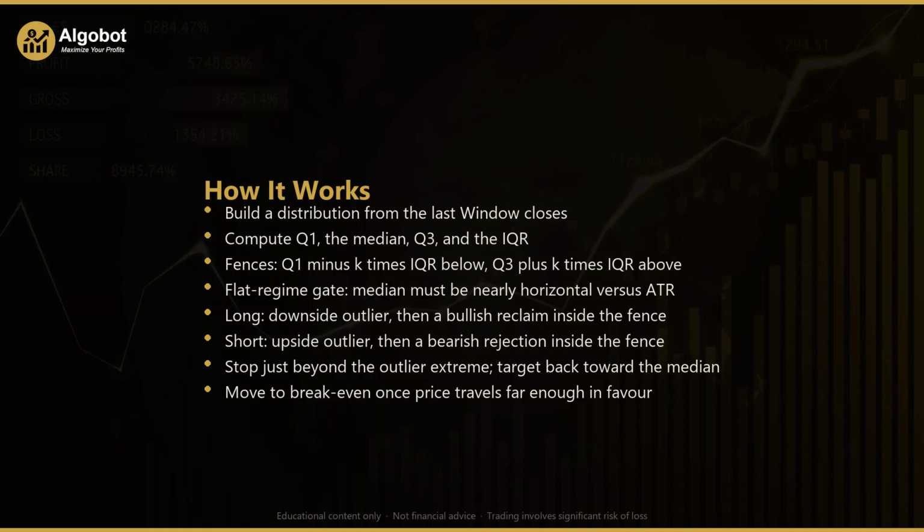Risk is handled with the average true range on both sides. For a long, the stop is placed a stop multiple of ATR just beyond the outlier's low, and the target is a take-profit multiple of ATR back toward fair value. Shorts mirror that. Finally, once price travels the break-even distance in favor, the stop is pulled to the entry price, and only one position is ever held at a time.